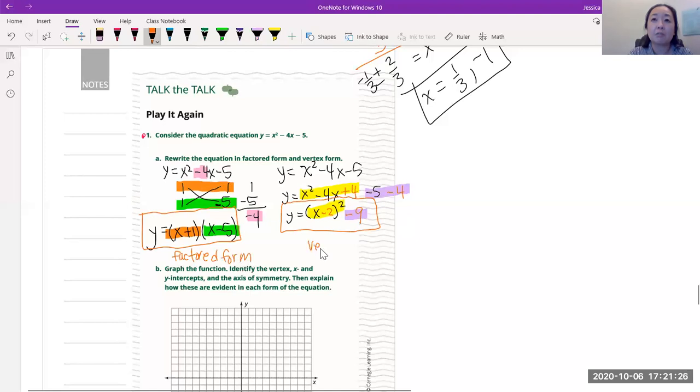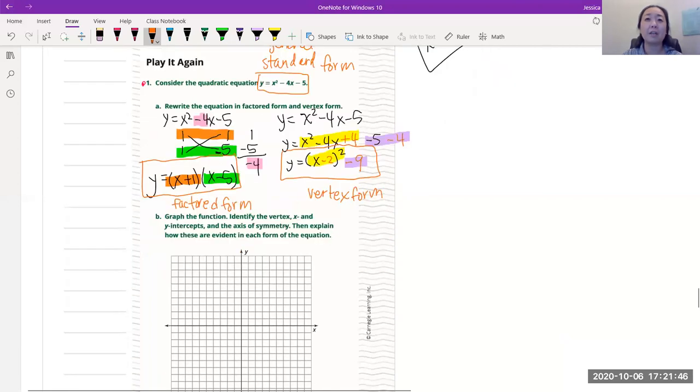And this is vertex form. And this right here, you guys remember, is standard form. Or we could say general form. The book likes to call it general form. That's okay. All right, so now it says we're going to graph the function. Identify the vertex, the x and y intercepts, and the axis of symmetry. Then explain how these are evident in each form of the equation.